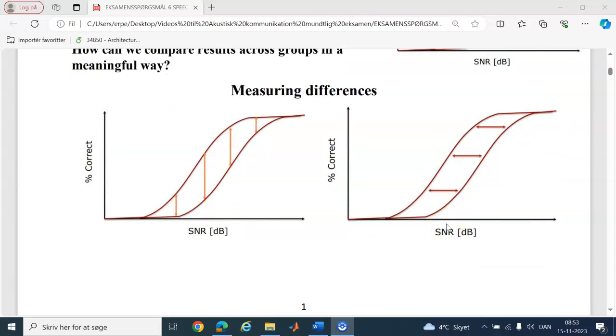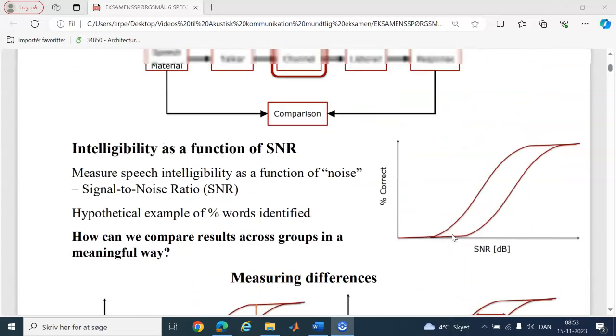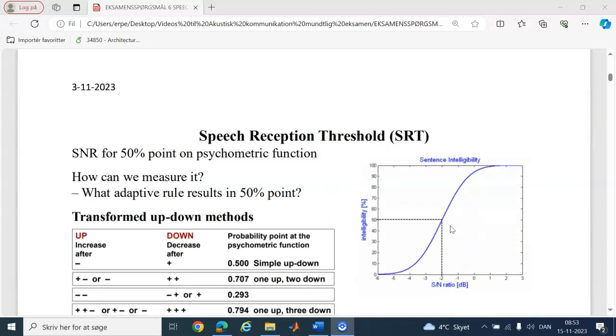How many decibels do we need to increase the SNR to get the same percent correct words of sentences, or whatever it is, words? Speech reception threshold. The SNR for 50% on the psychometric function is called the speech reception threshold.